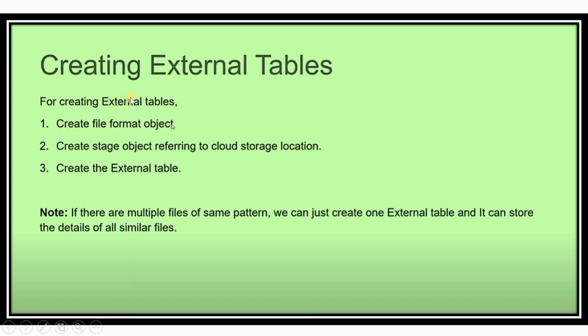How can we create an external table? For creating an external table, first of all you have to create a file format object, and after that you have to create a stage. Because we are creating the external table on the external stage, you have to give the URL of your bucket. After that you can create the external table. So you have to follow these three steps.